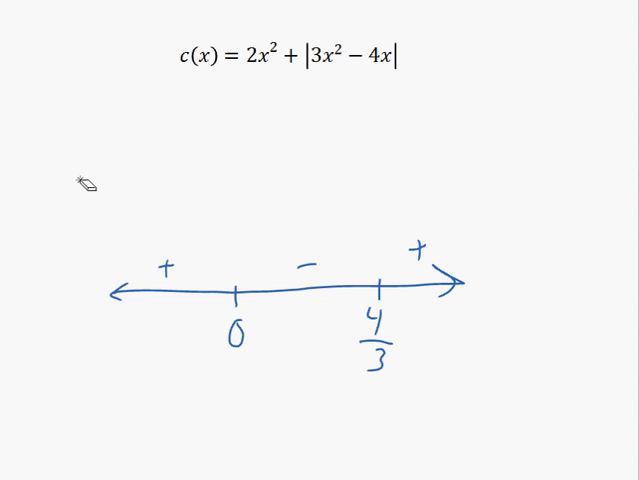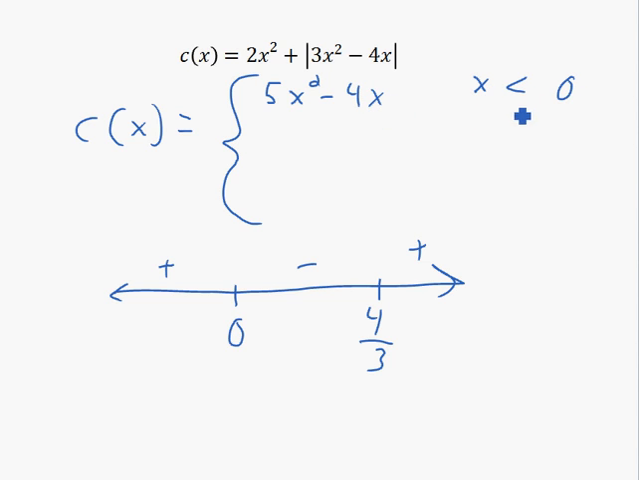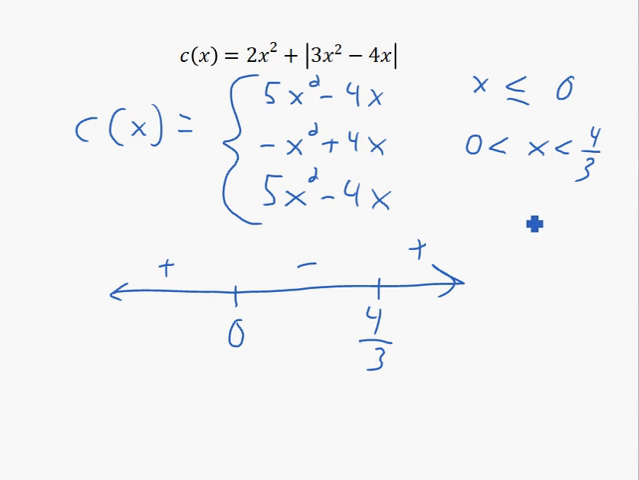C of x is going to equal one of two things, but it's on 3 separate intervals. It's either going to equal 5x squared minus 4x, and that's going to happen if x is less than or equal to 0. It's going to equal negative x squared plus 4x if x is between 0 and 4/3. And it's going to equal 5x squared minus 4x again when x is greater than or equal to 4/3. So that's what C of x is as a piecewise function.